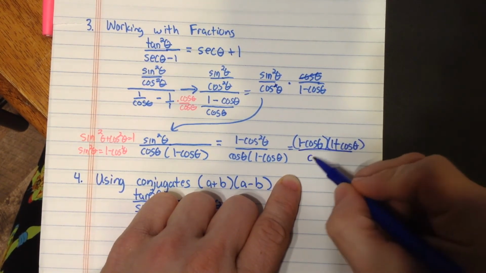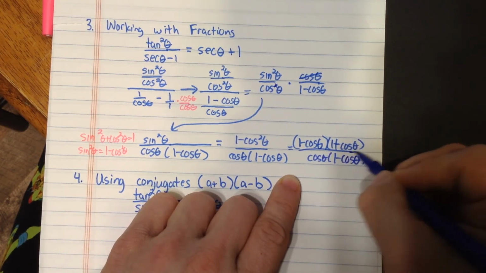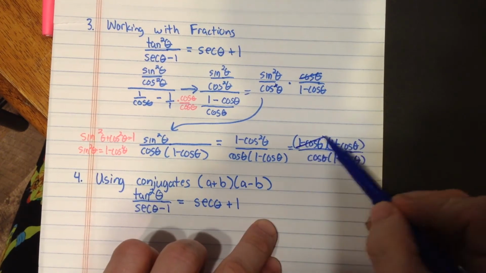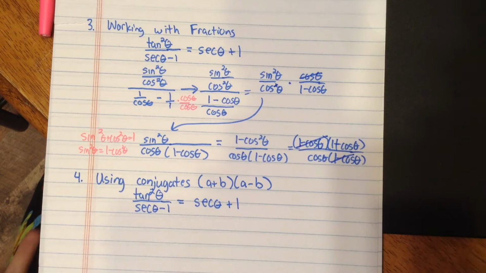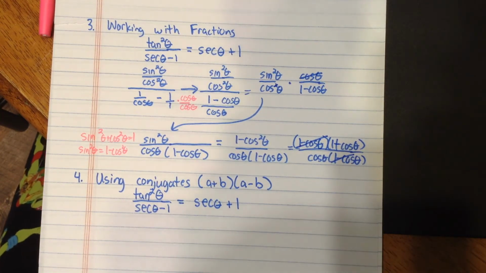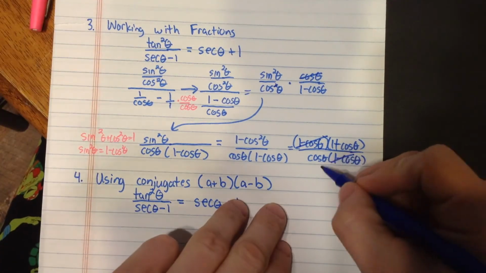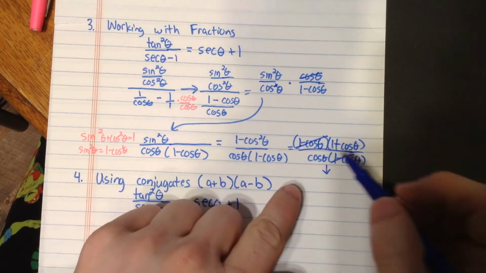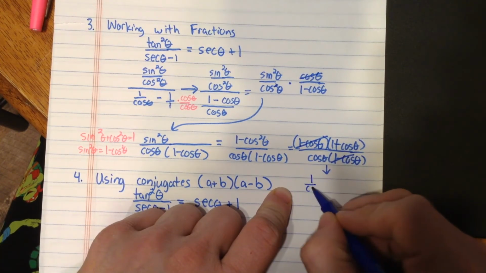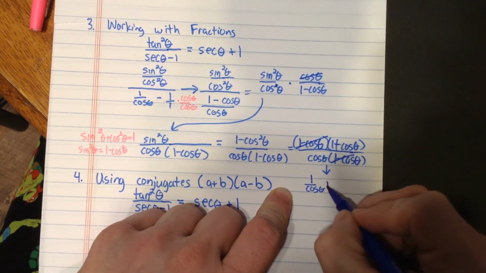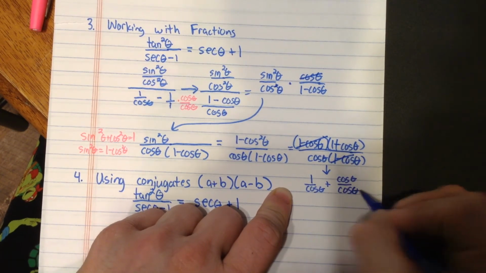In the denominator, we're going to leave cosine of theta times 1 minus cosine theta. And these are going to eliminate, and we're going to get 1 plus cosine theta over cosine of theta. And it doesn't look like we've done what we need to do, but we're going to finish it off anyway, because what we can do now is split these fractions up: 1 over cosine theta plus cosine theta over cosine theta.